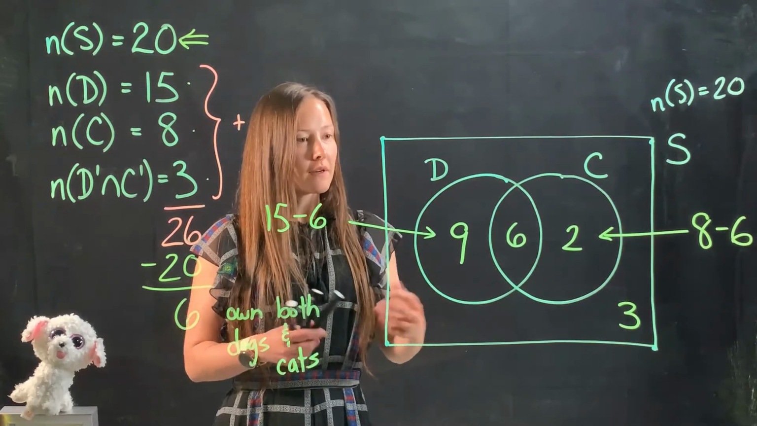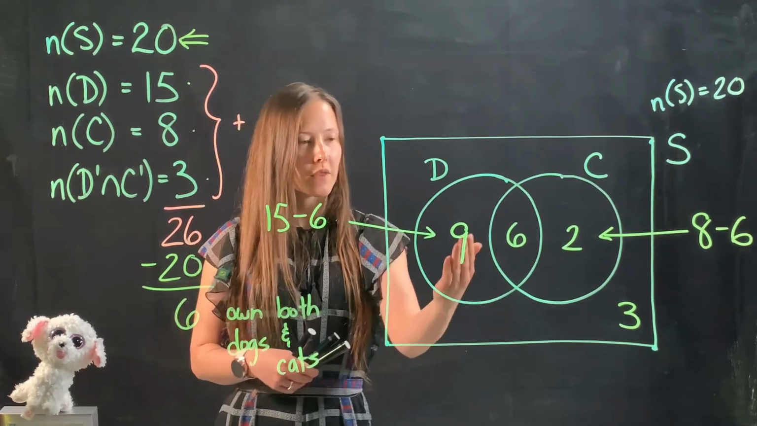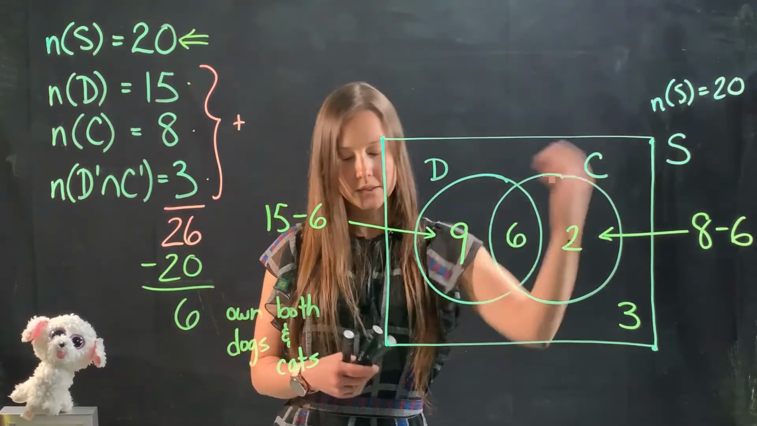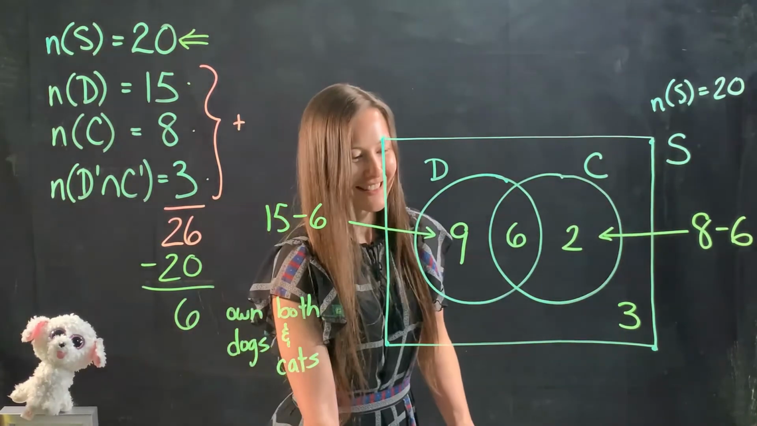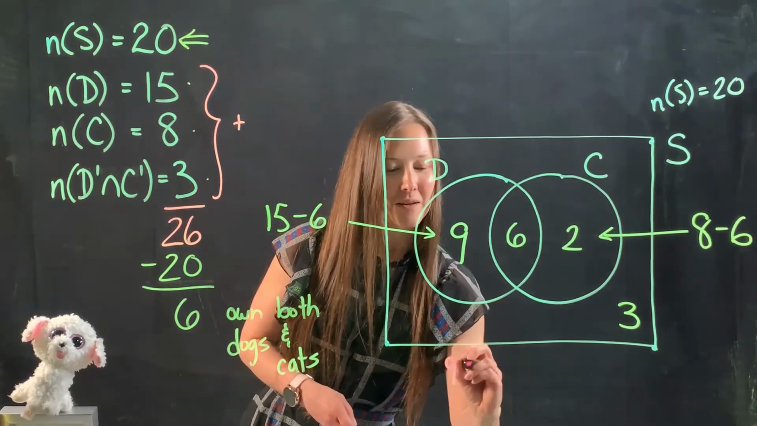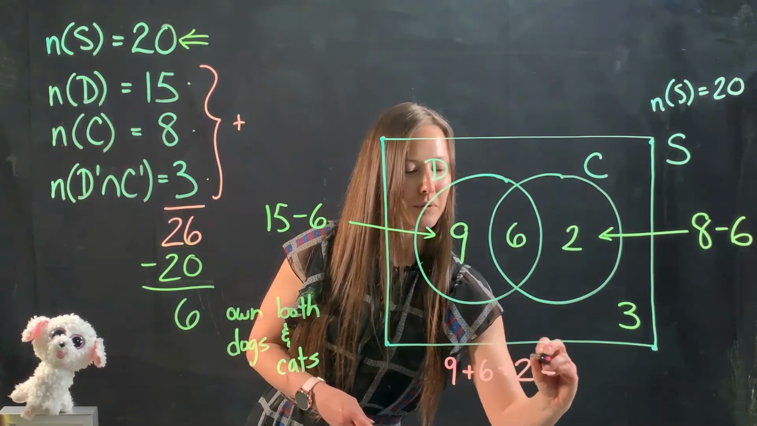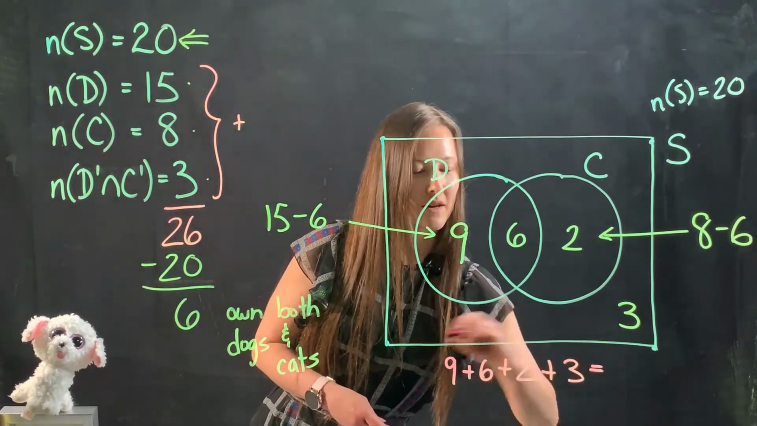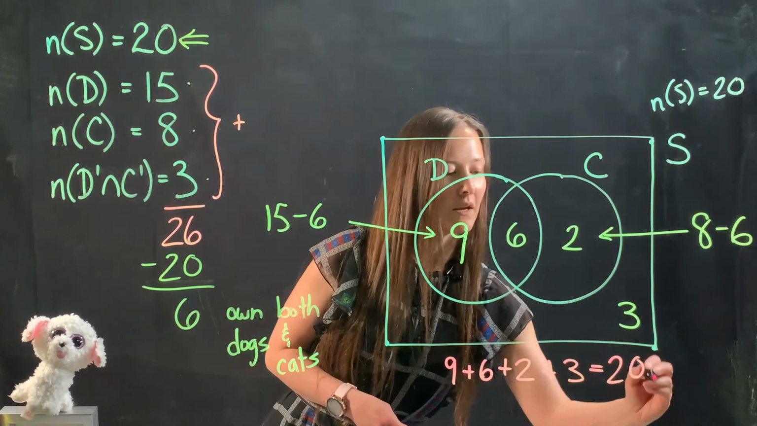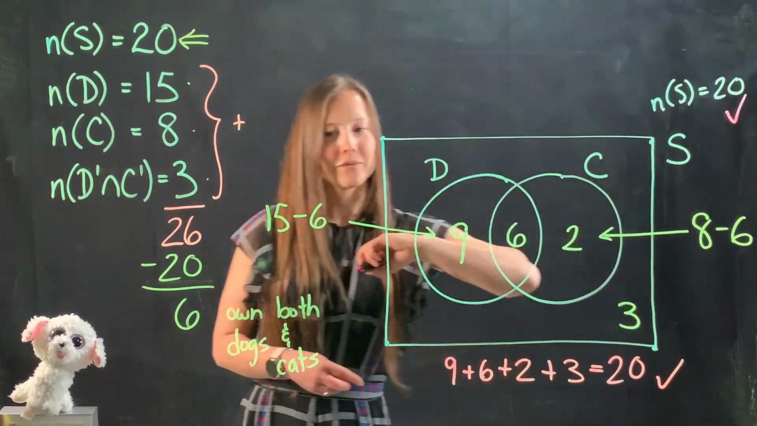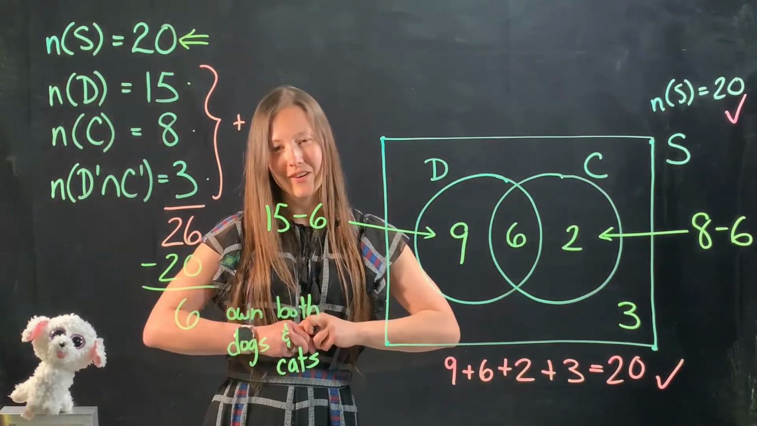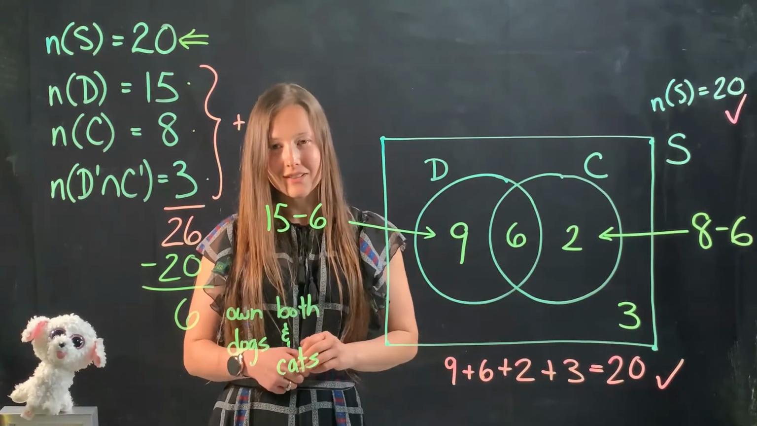Before I say I'm done, I'm just going to do a quick check to make sure that all of these add up to the 20. So let's go ahead and do that. So 9 plus 6 plus 2 plus 3 does give me 20. So I'm going to say, awesome, we are done our Venn diagram. This will be an example of intersecting sets.